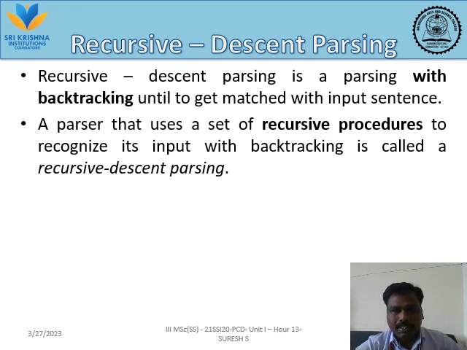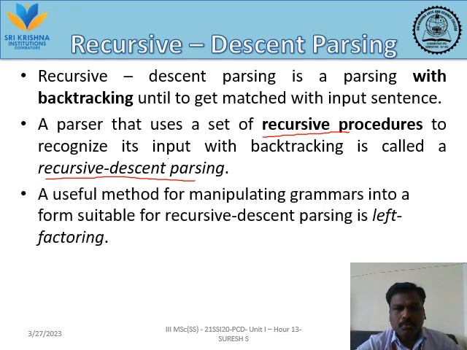We need to have some puzzle game. In that game, we use backtracking, in the sense that we are finding a way. If there is no way, then we have to go back and find another way to reach the destination. So a parser that uses a set of recursive procedures to recognize its input with backtracking is called recursive descent parsing. Sorry, it's not left recursive; it is recursive descent parsing. In the sense, we need to backtrack until we reach the desired input string. Okay, so that's what we're going to see now.